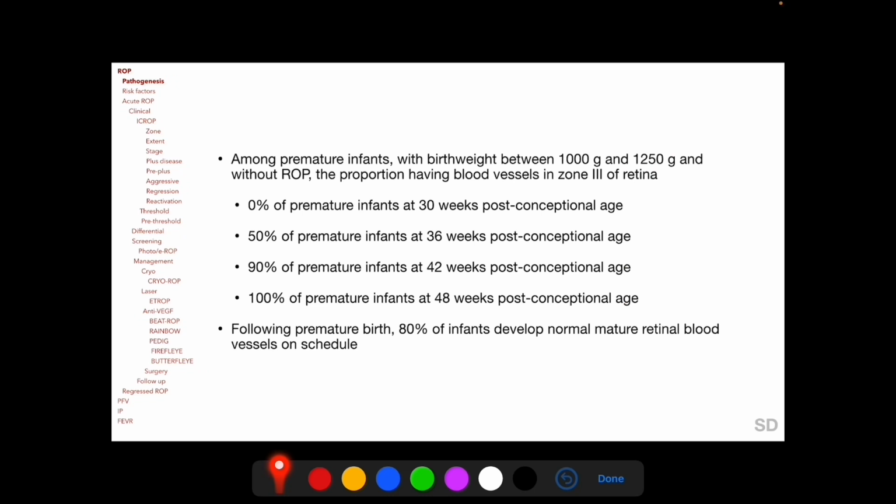And it has been observed that among premature infants with birth weight between 1000 grams and 1250 grams and without clinical ROP, the proportion having blood vessels in the most peripheral retina is 0% at 30 weeks post-conceptional age, 50% at 36 weeks, 90% at 42 weeks, and 100% at 48 weeks post-conceptional age. Also, 80 to 90% of these infants develop normal mature retinal blood vessels on schedule without developing retinopathy of prematurity.